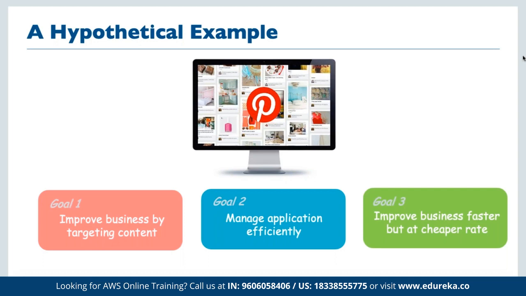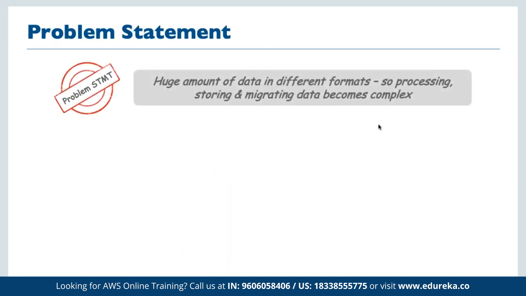Now, in terms of the problem statement, there is a huge amount of data stored in different formats as well. So pre-processing, storing, and migrating the entire data becomes complex, especially when we are talking about unstructured data sets. When we talk about data sets, we have 3 types: structured, unstructured, and semi-structured. And the majority of the data coming in from the social media platforms is highly unstructured, or in some scenarios semi-structured as well.